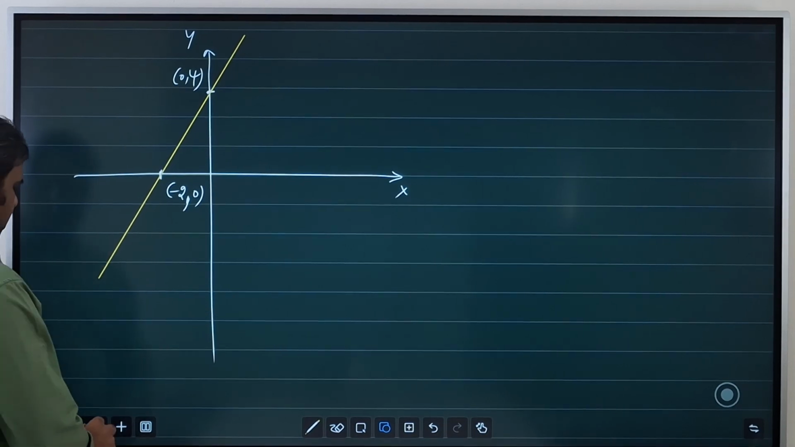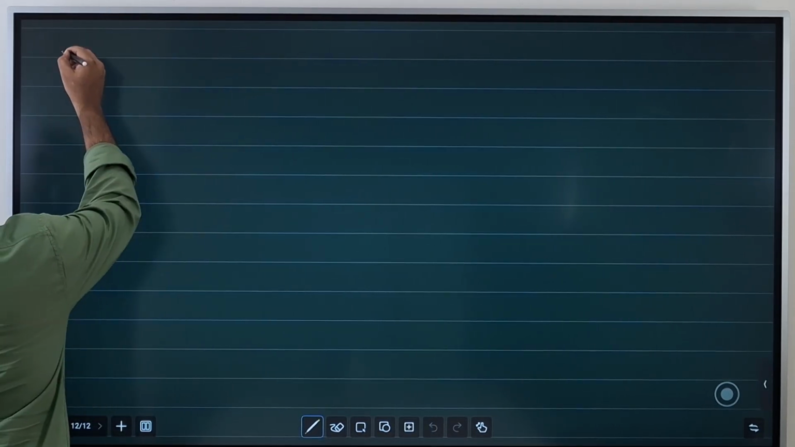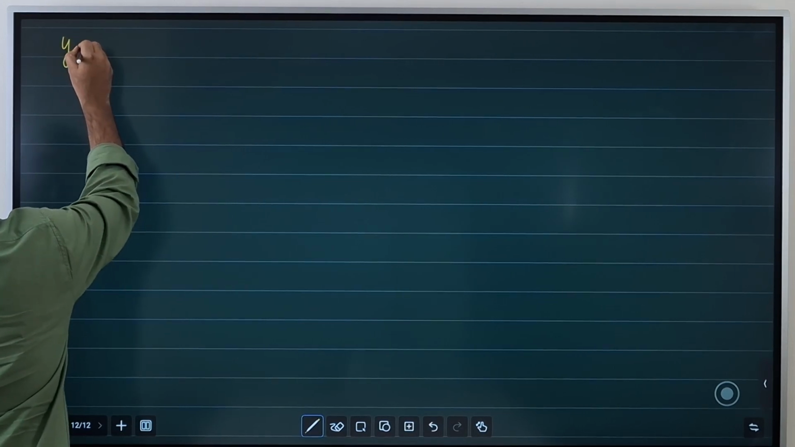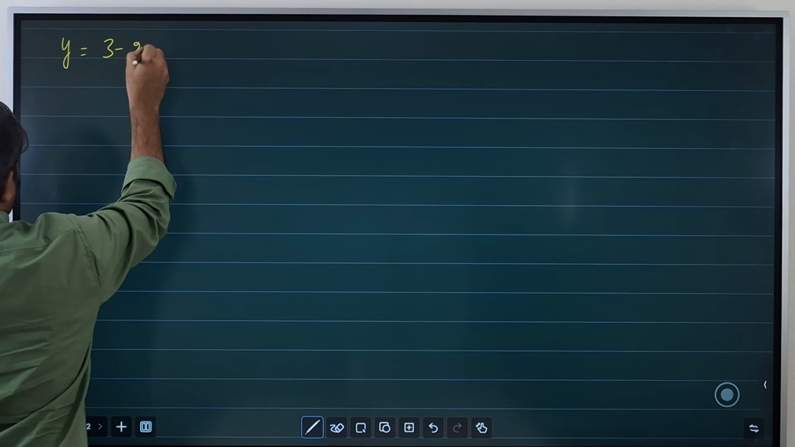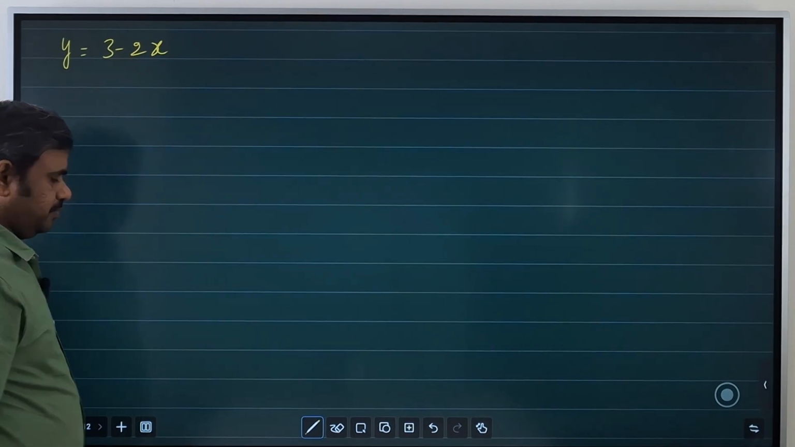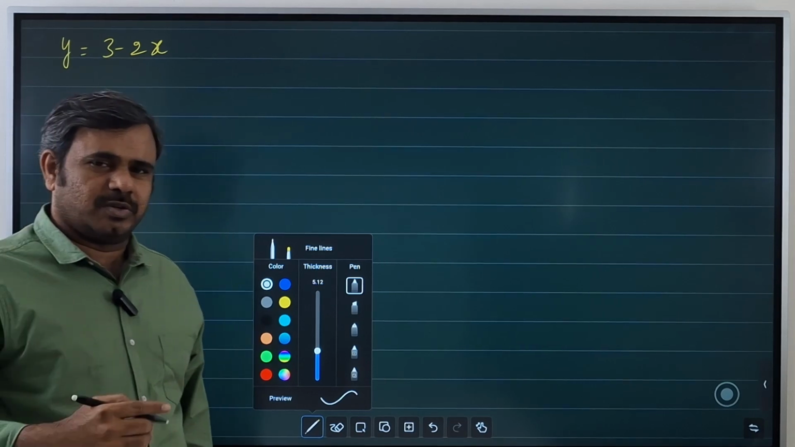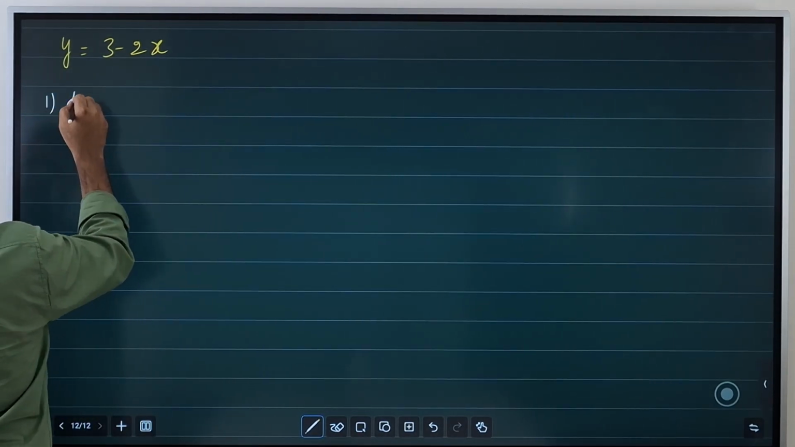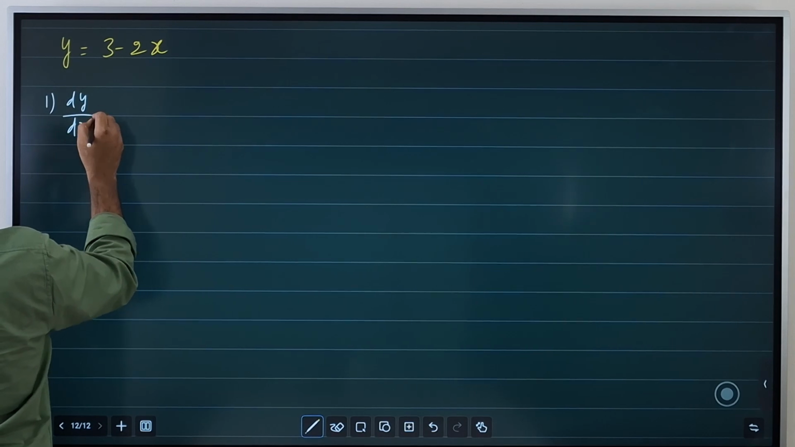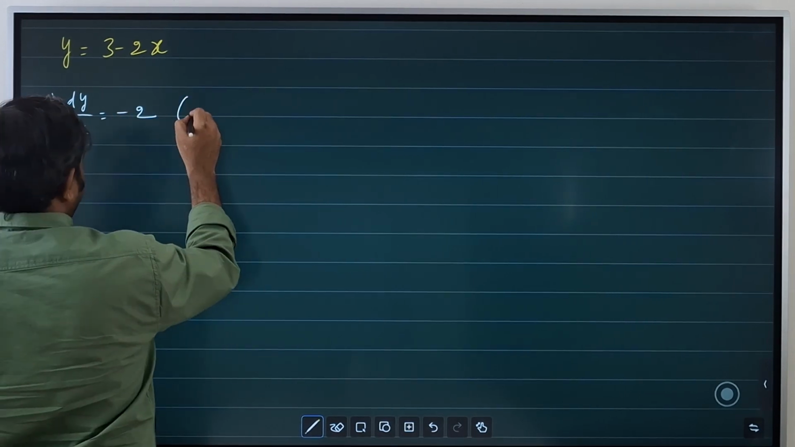Similarly, let's look at one more example. Look at this example here. Y is equal to 3 minus 2x. Y is equal to 3 minus 2x is a function. Let's see how to draw the graph. So the first thing is to find the slope of the graph. What do you get? Slope of the graph is minus 2.